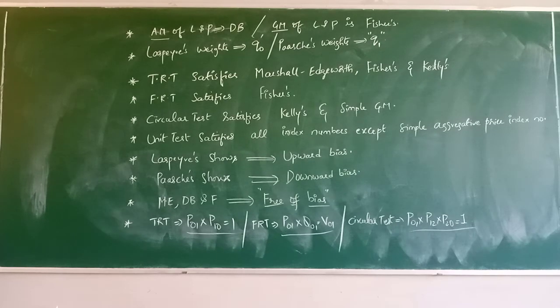What do you need to write? The geometric mean of Laspeyres and Paasche is Fisher's. So this way the answer has to be written. That is the first point, the question and the answers. The second one is: which weights are used? Clear what I am saying?